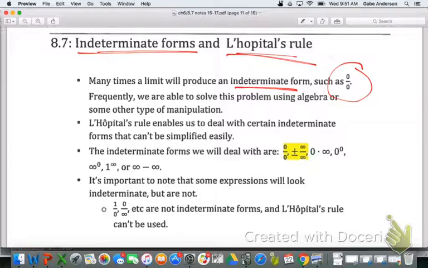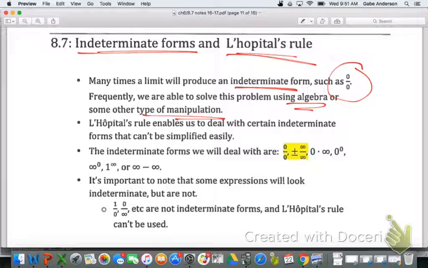So sometimes we're going to use algebra or some other type of manipulation to deal with it. That's what we did in chapter 1. But other times, like now, we won't be able to use nice, convenient algebra. Like if you think about the earlier part of the video we just made, sine of x over x, there's no way to manipulate that. There's no way to be like, oh, well, if we just factor this and cancel that, we're good. There was no option for that. So L'Hopital's rule will help us deal with that.